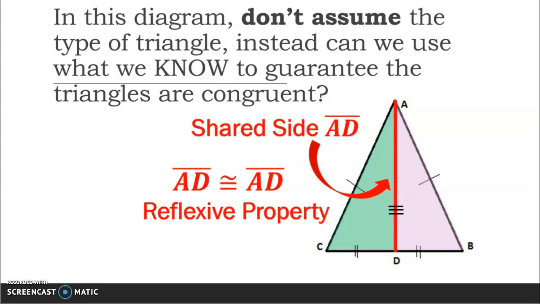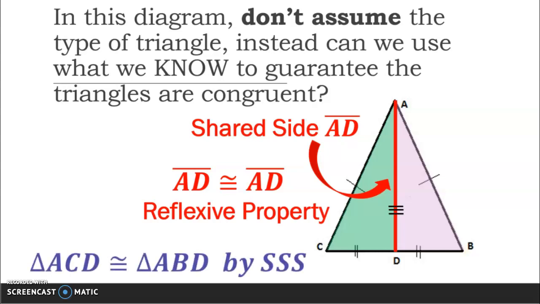Now what criteria do you see marked on all three pieces of the triangle? Okay, all three sides of the triangle are now marked in the green triangle and the purple triangle. And so those triangles are congruent by side, side, side.